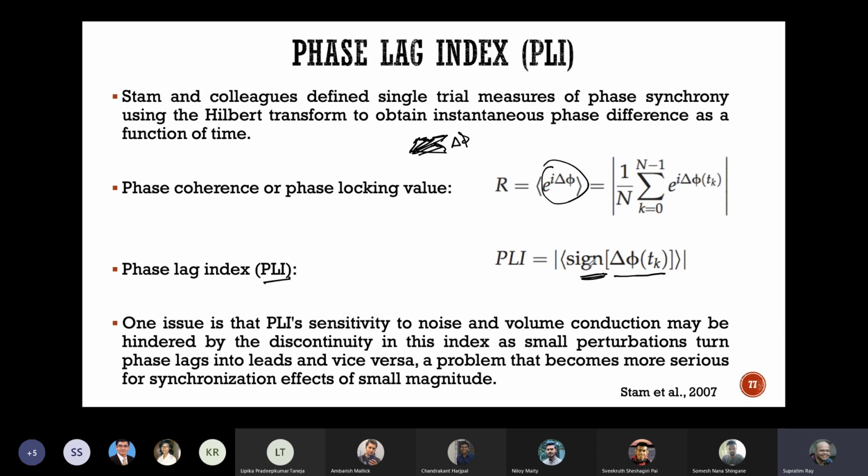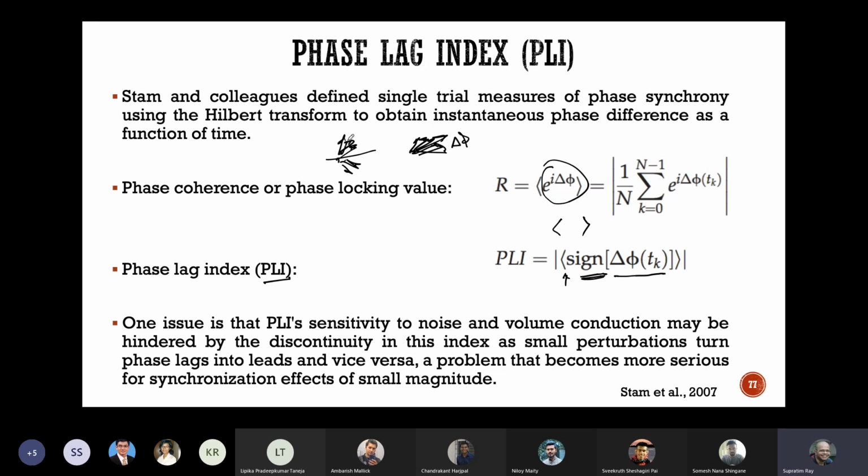Okay, so any questions on PLI? Conceptually, it's very straightforward. I just take the sign and then I average the signs. So if half of them are positive and half of them are negative, the average, so expectation is written like this, is going to be close to zero.